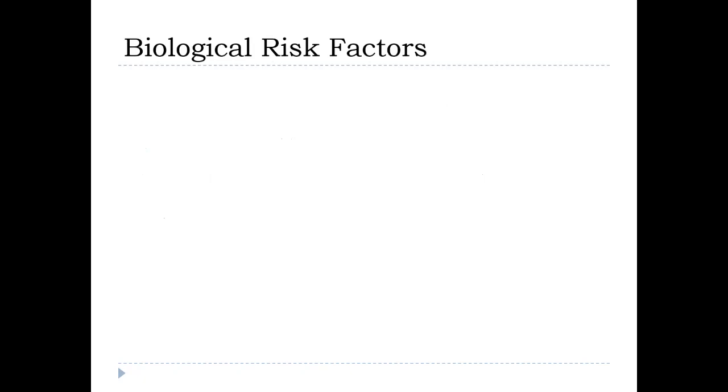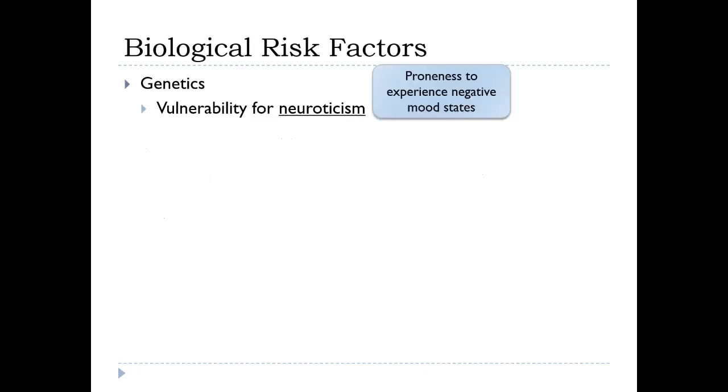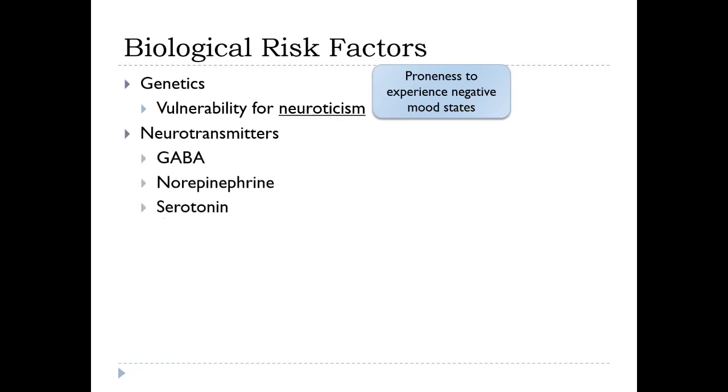Okay, what about biological risk factors? What are some common genetic, biologically based risk factors across these anxiety disorders? Well, from a genetics standpoint, it seems like people who inherit a general vulnerability for neuroticism from their parents are at higher risk for anxiety. You can think of neuroticism as the general proneness to experience negative mood states. Neuroticism is a risk factor for both anxiety and depression, and it does seem to have a pretty strong genetic heritability component. So this is common across all the anxiety disorders in terms of a risk factor.